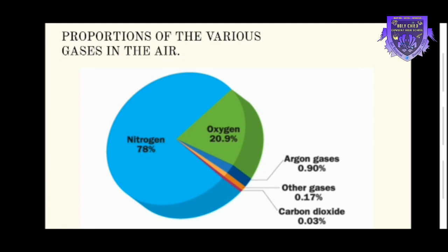Next, proportion of gases in the air. The air in the atmosphere around the earth contains nitrogen, oxygen, carbon dioxide, 6 inert gases, nitrogen dioxide, sulfur dioxide, water vapor, and dust particles.